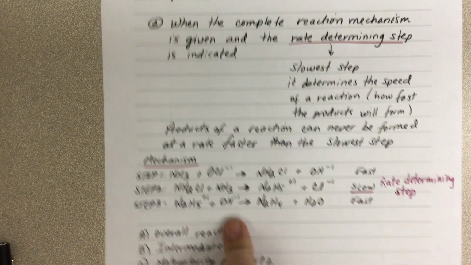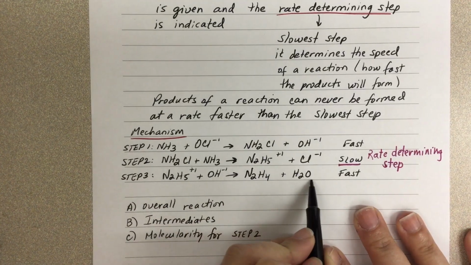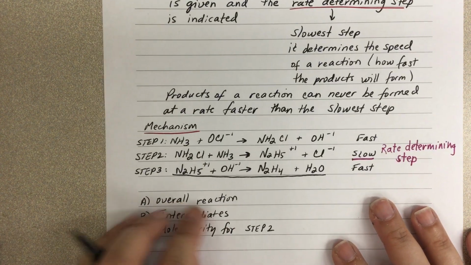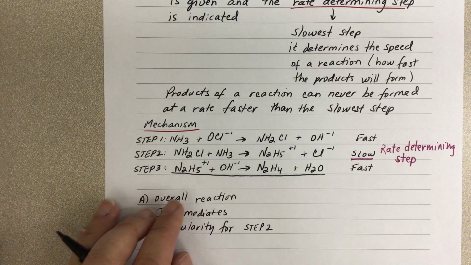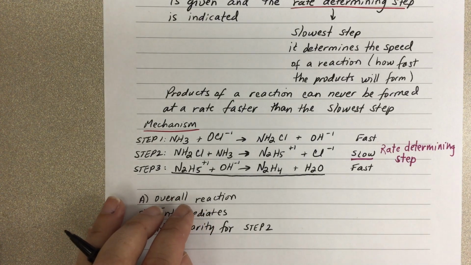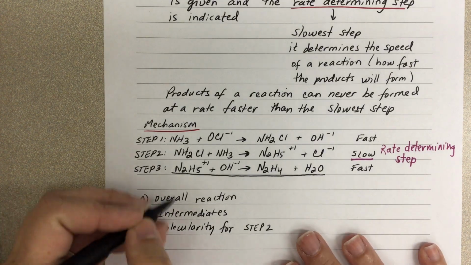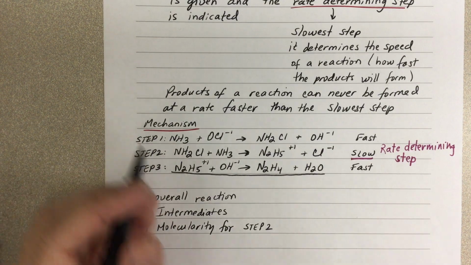So I'm going to do my overall reaction right here because I don't want to copy everything again. To get the overall reaction, you're looking at your steps, you're finding what you can cancel out, and whatever you can cancel out is listed as an intermediate. So while you're doing your overall reaction, you're also doing the intermediates.